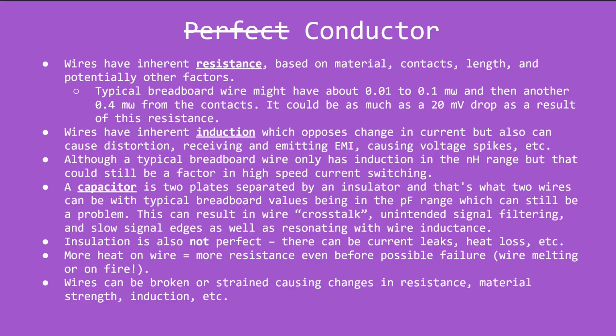Wires are often insulated, but keep in mind that insulation is not perfect. You can have current leaks, heat loss, etc. When you get more heat on a wire, it increases the resistance, which can lead to even more heat. In extreme cases, that heat will break the wires, melt the insulation, and even catch fire. Also, keep in mind that wires are physical structures. They can be broken or strained, which can cause effects on all the properties we just talked about and additional problems.